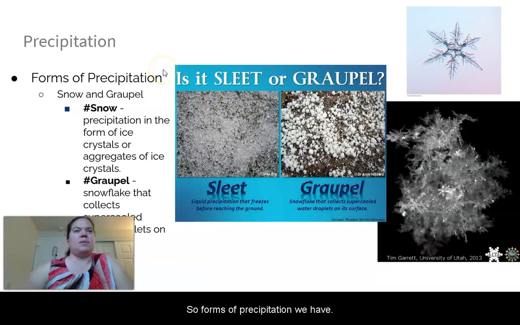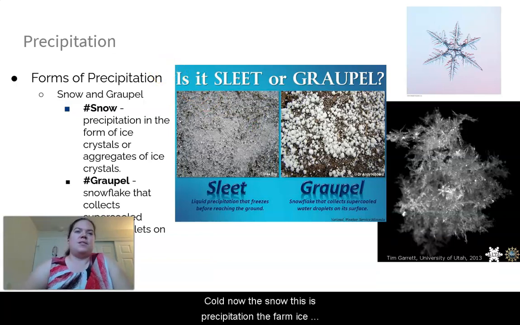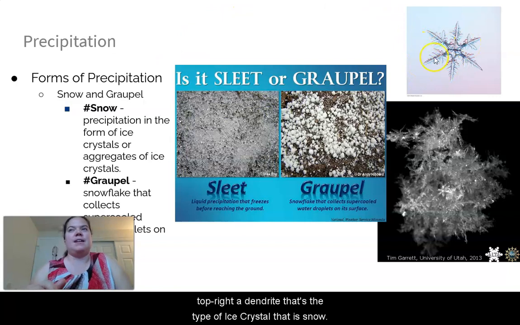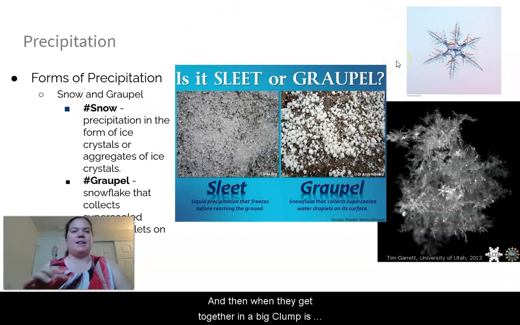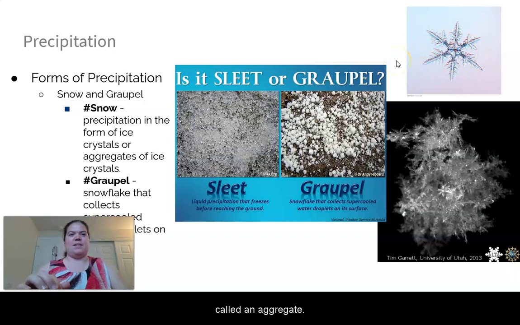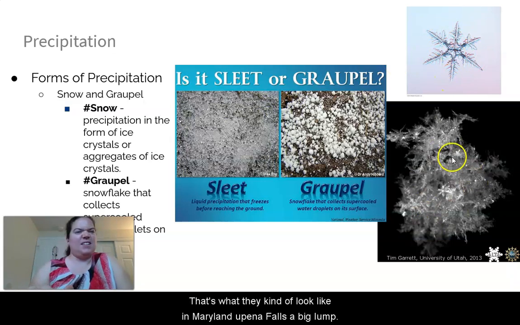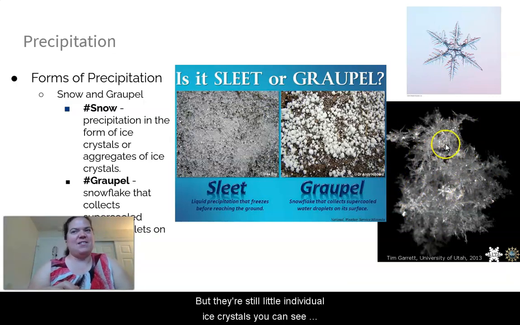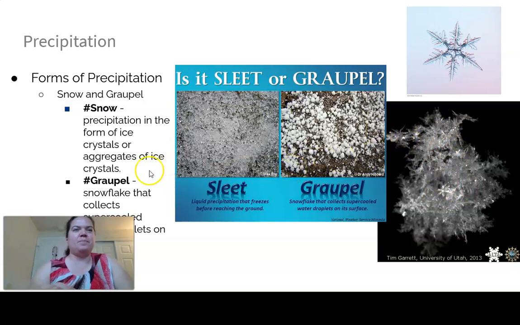Okay, so forms of precipitation, we have cold now. So we have snow. This is precipitation in the form of ice crystals or aggregate of ice crystals. You can see in the top right a dendrite. That's a type of ice crystal that is snow. And then when they get together in a big clump, it's called an aggregate. That's what they kind of look like in Maryland. They kind of fall as a big lump. But there's still little individual ice crystals you can see inside of them.